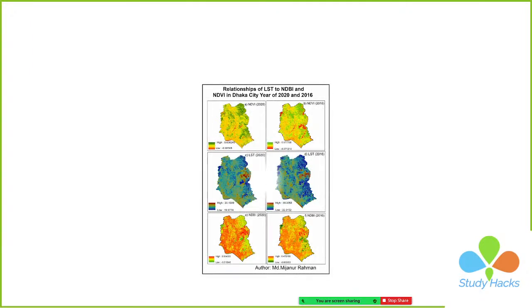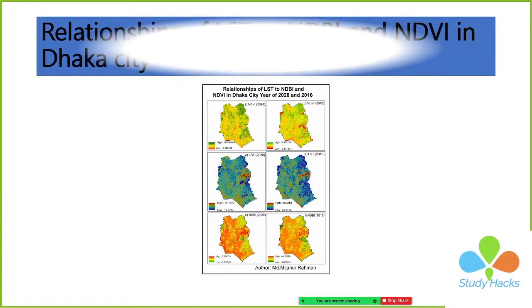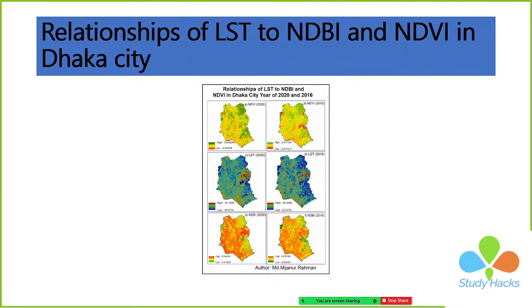And this is another one for the relationship between land surface temperature, normalized difference built-up index, and normalized difference vegetation index for the years 2020 and 2016. So mainly this is another research work.